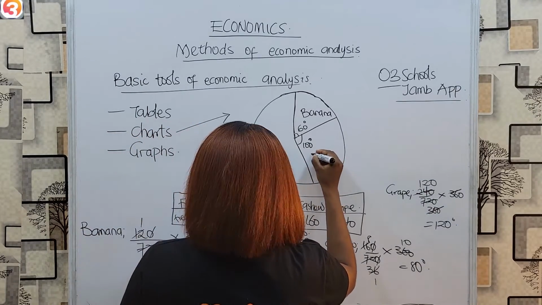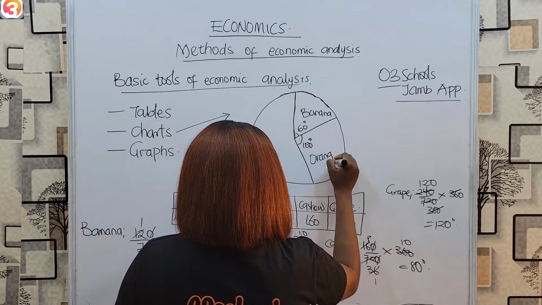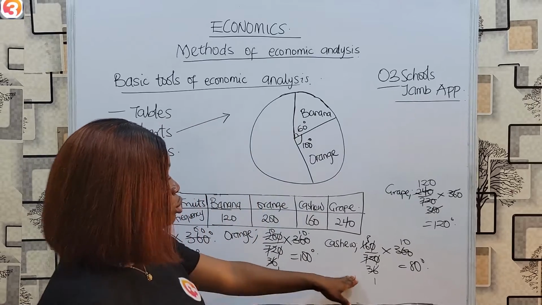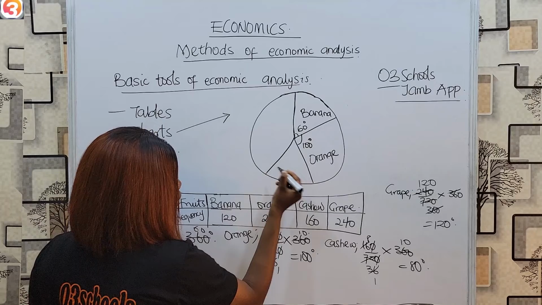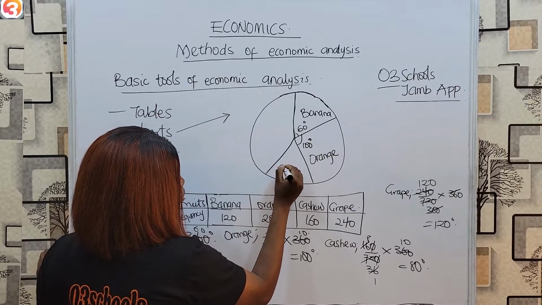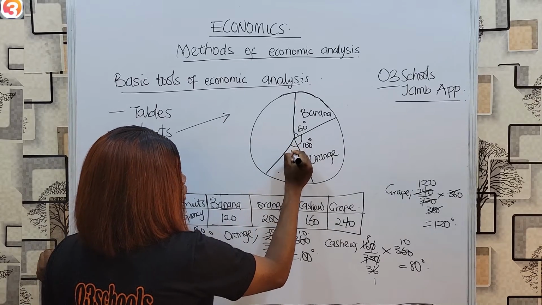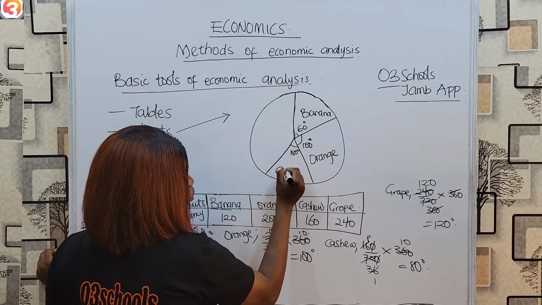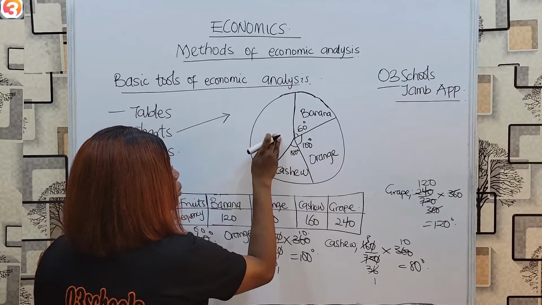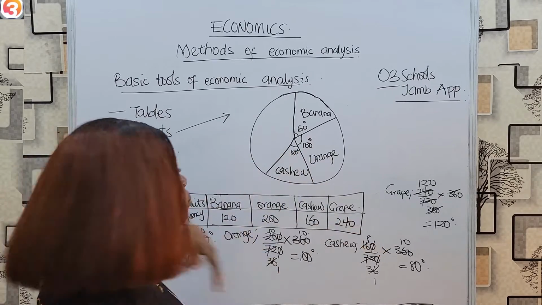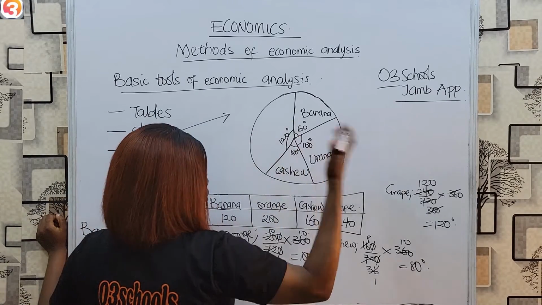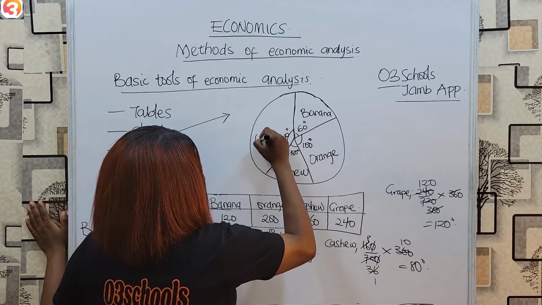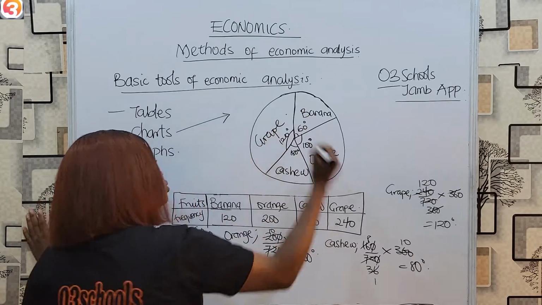Then we have orange. Then we have cashew, 80 degrees, not so much, it's somewhere around here. Then we have the last aspect, which is the grape. This should be 120 degrees, give or take. Then this is for grape.